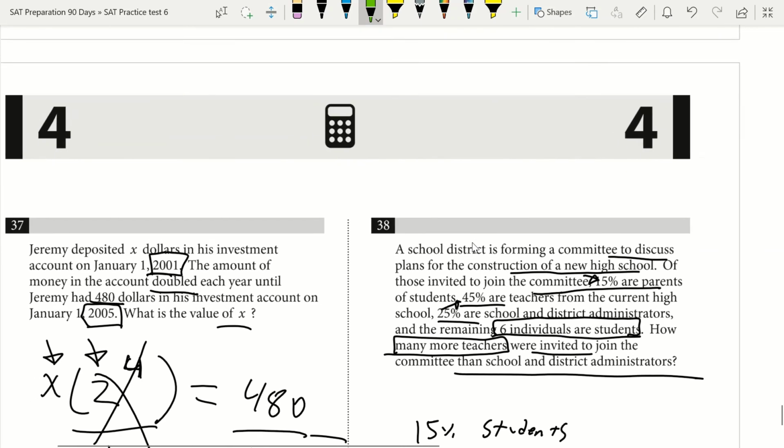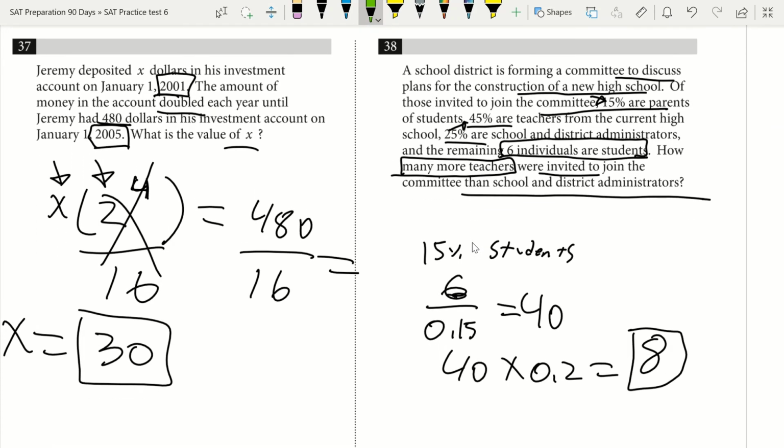Okay, at this point, I've got about 7.5 minutes left. I'm just going to keep checking work. I've got Jeremy depositing x dollars in his investment account. The amount's doubling each year, so I'm going to put a 2 right there. That's correct. I see that he totals 480. I've got that, so that one's correct. I see that this happens for 4 years, from 2001 to 2005, so I've got it to the power of 4. That's correct. Solving for x, I know 2 to the 4th is 16. Dividing each side by 16, that's going to be 30, so that one's correct as well.